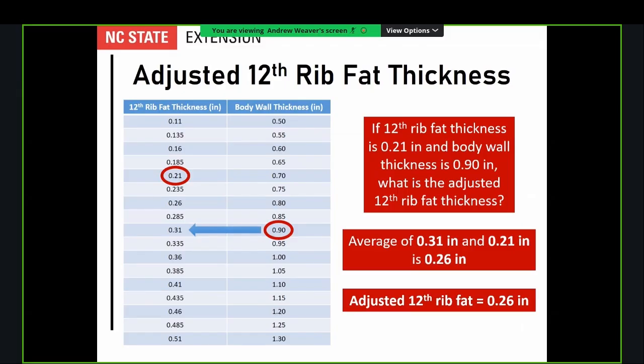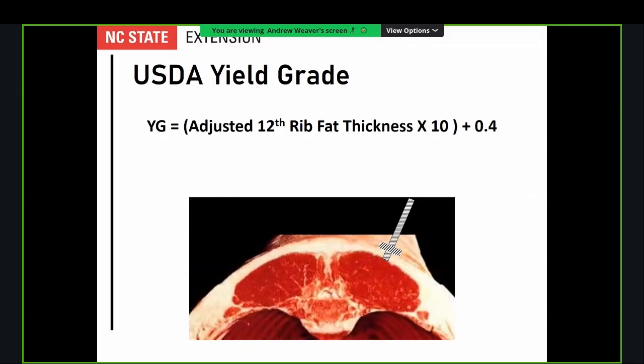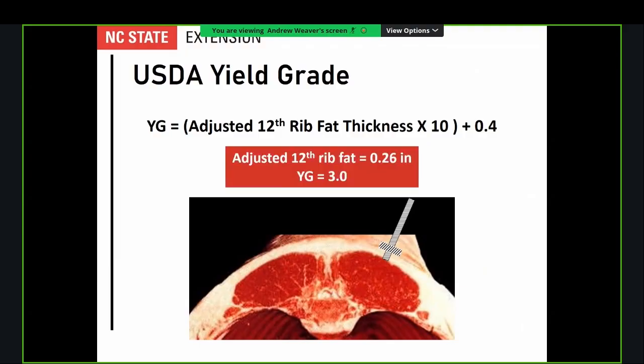We take that adjusted 12th rib fat thickness number, plug it into our yield grade equation, which is relatively straightforward for sheep: the adjusted 12th rib fat thickness times 10 plus 0.4. So if the adjusted 12th rib fat thickness is 0.26, we just move the decimal point over one, 2.6, add 0.4, and we come up with a yield grade of 3. Relatively simple and easy to calculate. So this would be a yield grade 3 carcass, just in our example here.